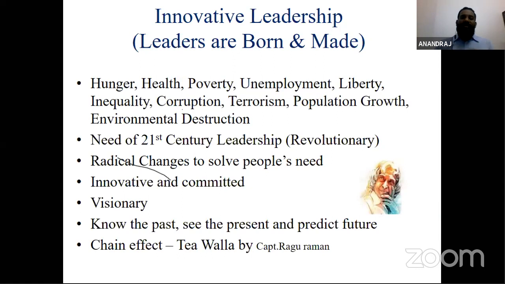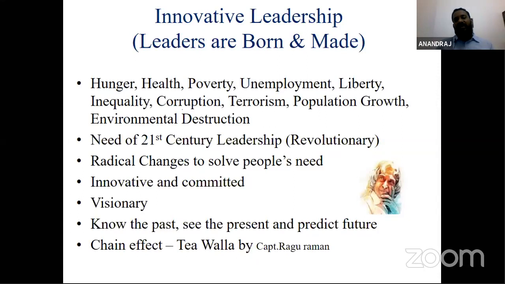Now, let me explain what is innovative leadership. Again, in the introduction, I said the society is facing so many problems. I said about hunger, health, terrorism, population, corruption, poverty, unemployment, and then environmental destruction. It is there. It has not started today. It started in the 19th or 20th century, but it's still in existence. What happened? We got traits, we got skills, but we have not eradicated all these problems. We are still running behind it.